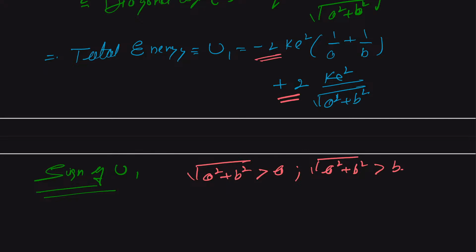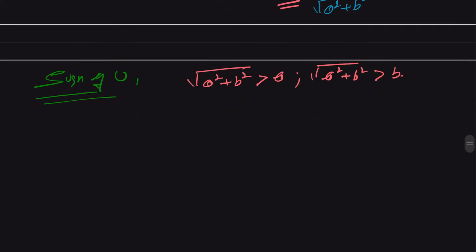We are not interested in the actual magnitude, we are only interested in the sign. So we can say that this U1 will be negative. So from here we can say that our U1 will be less than 0. And this will be true for all a and b as long as they are greater than 0.